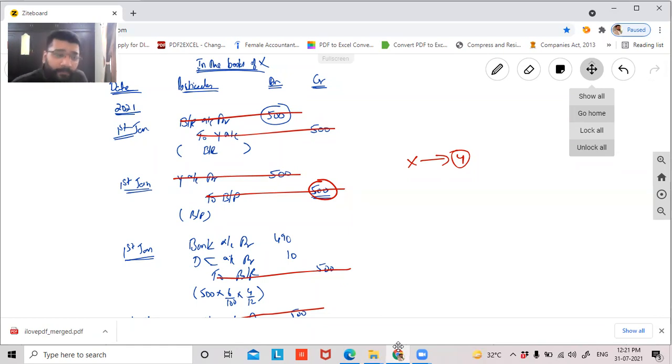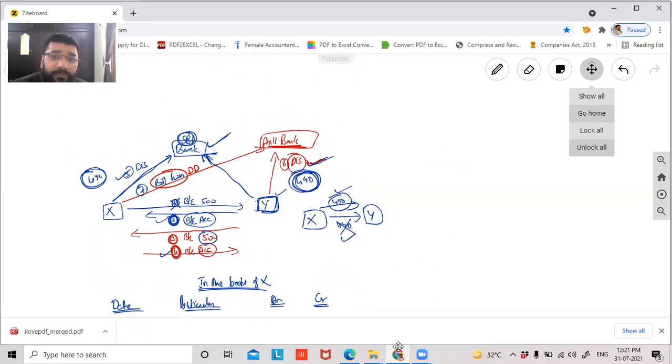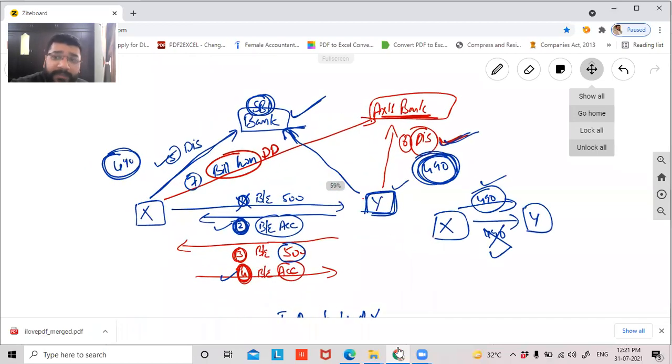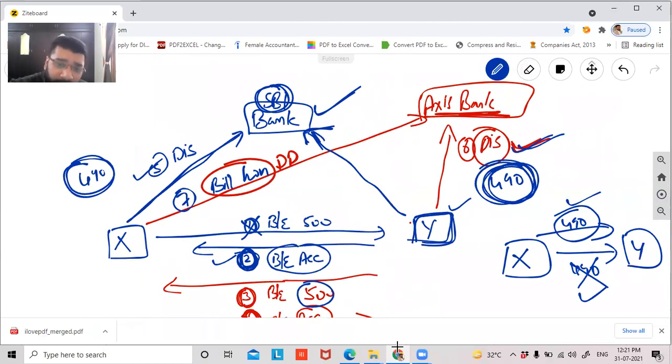Sir, X has to pay to the SBI, no, sir? X doesn't have to pay to SBI, no? X has to pay to Axis Bank. Axis Bank. Correct. X has to pay how much? 490 rupees to Axis Bank. Yes, sir. And this 490 only is discounted from SBI Bank, no? So whatever money is discounted from the SBI Bank, he will pay to the Axis Bank after 4 months period. He will pay this money to Axis Bank.